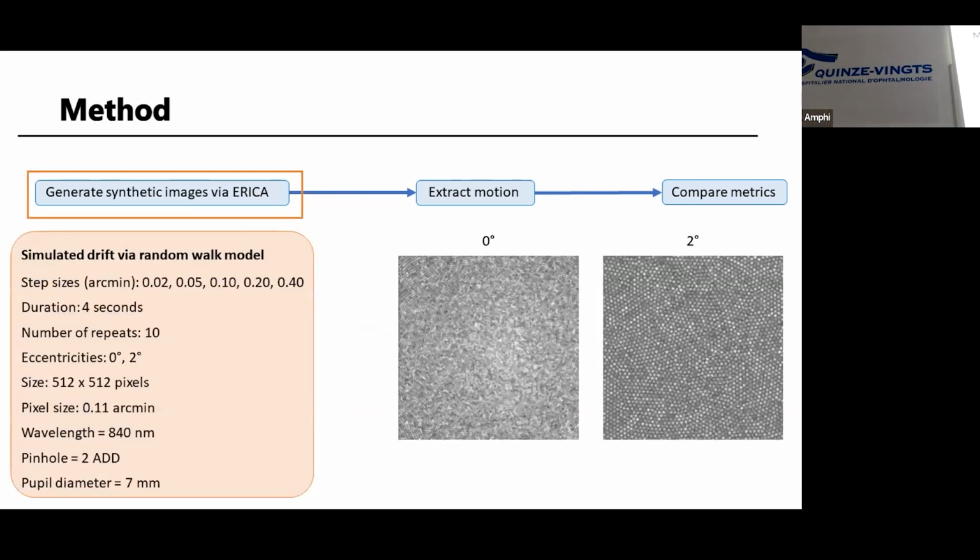Okay, so we've got these synthetic images. You can see two examples on the right-hand side. One of the fovea. You can see, again, the cones are smallest and most concentrated in the center, and you can see them becoming more widely spaced away from the foveal center. And another example at 2 degrees.